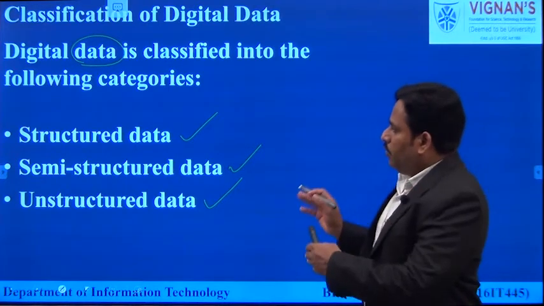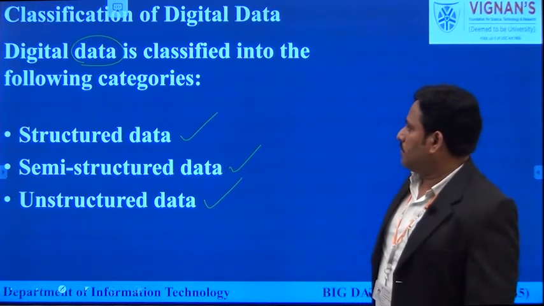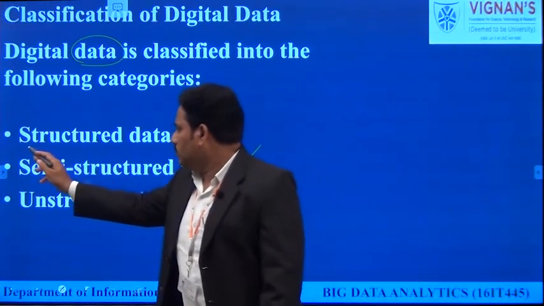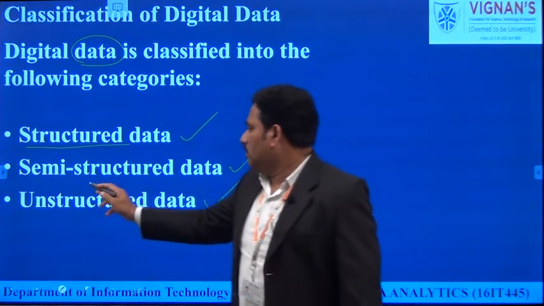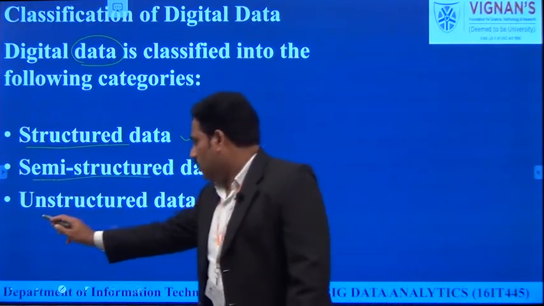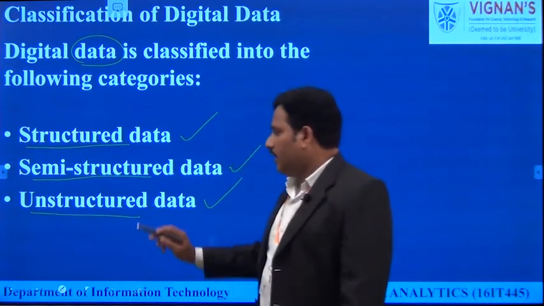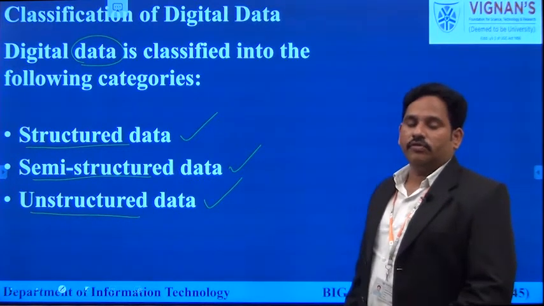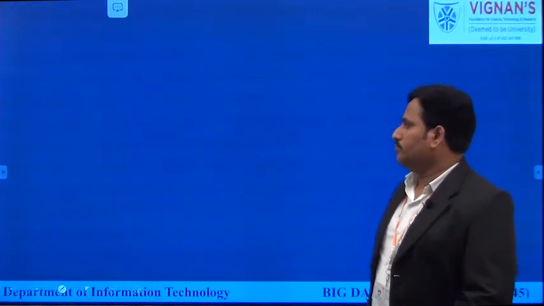Now whatever data we are using in our real-time applications or in daily life, the total digital data is classified into three categories. That is, which has structuredness, semi-structuredness, and which is not in a structured format, that is unstructured data. Now we will see the detailed information about each and every concept.